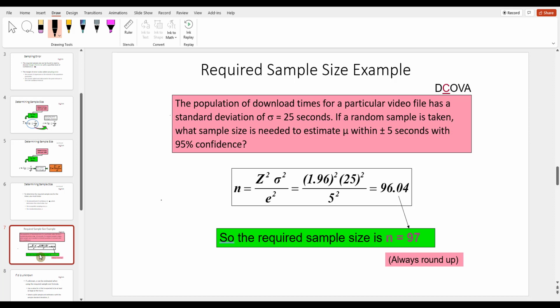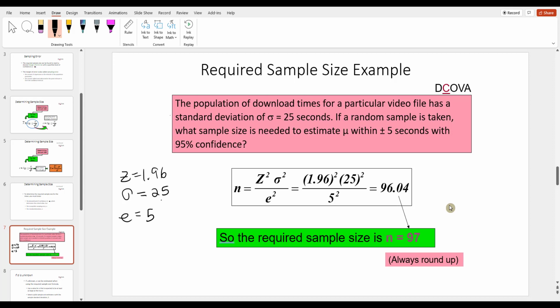So since we are dealing with a 95% confidence, our z value will be 1.96. They told us that our standard deviation is 25. And they told us that our E is within 5 seconds. So your E is 5. So we're going to plug our numbers back in and we get 96.04. You always round up. So this rounds up to 97.